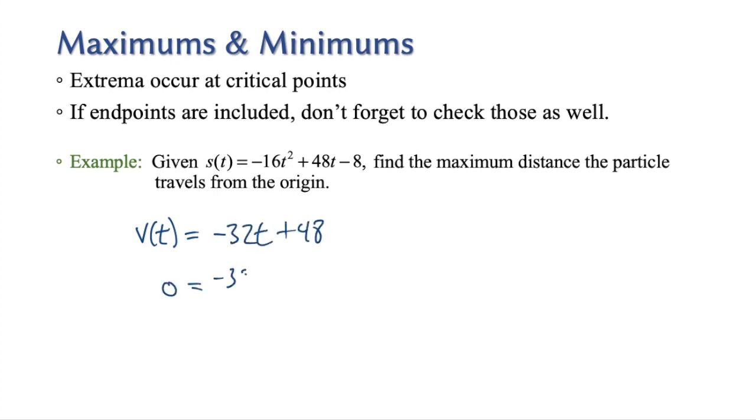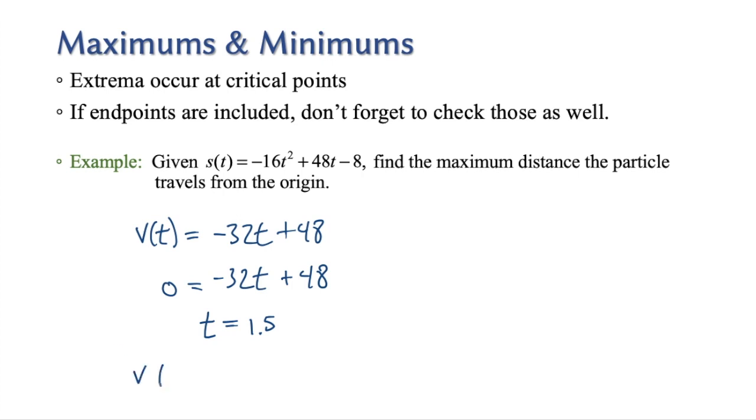Again, because we want to look for possible places where maxes and mins happen, we'll solve this for 0 to discover where any critical points may happen. When you subtract 48 and divide by 32, it works out to be a time value of 1.5. Now what we can do is plug back in and figure out if it's going to be an actual max or min.